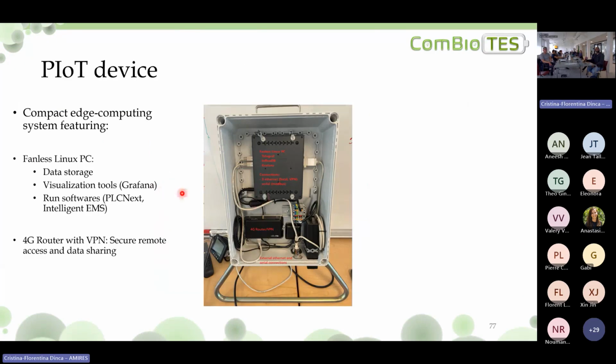So this POD device is an edge computing system. It comprises a Linux PC that collects and stores all the data, and then hosts visualization tools such as a Grafana dashboard to view the historical operation of the system. And we run all the different controllers, the low-level PLC controller and the high-level EMS controller, on this system. It's also equipped with a 4G router with VPN so that there is remote access. We are able to remotely communicate with the prototype, and it also enables data sharing across different demo sites.